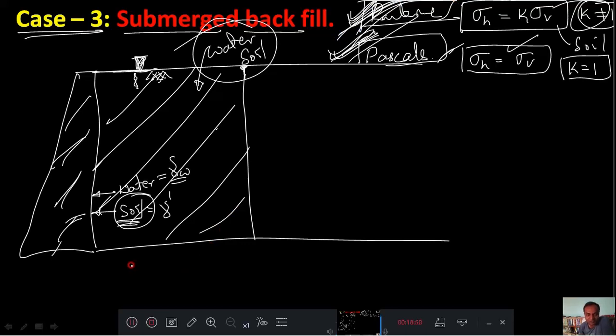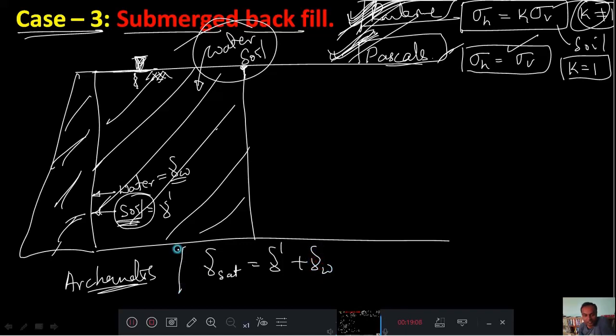Then the old person will come to solve this problem. His name is Archimedes. Archimedes principle, what does it say? It says that if you have gamma saturated, then you can split it into two parts, that is gamma submerged plus gamma W.